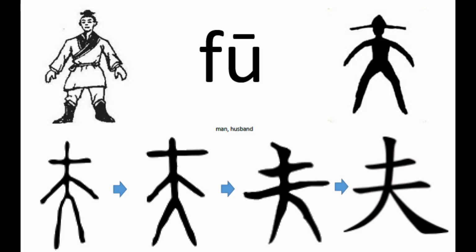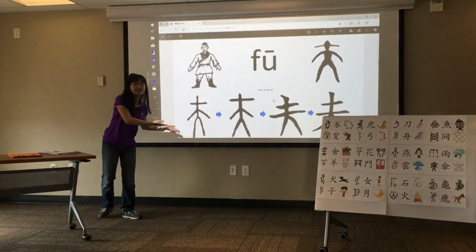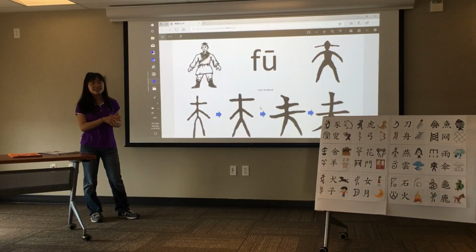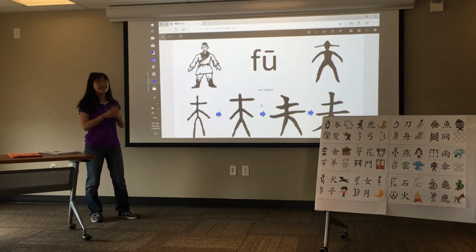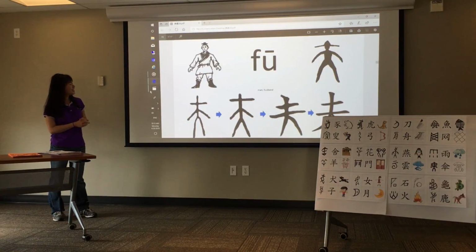And this is the word for man or husband or a title of respect, such as Confucius. Confucius is actually made up of 3 Chinese words. It's Kong, Fu, Zi. And the Fu in the middle is this word right here. It's a title of respect. So this is the word.